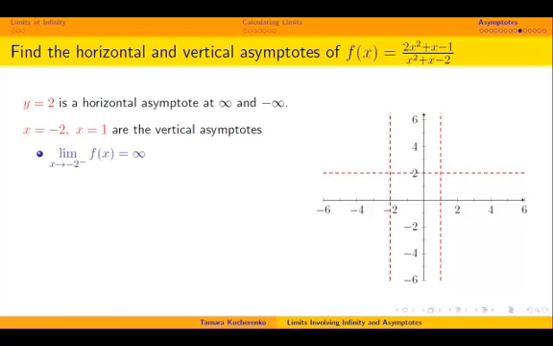We computed the left-hand limit at negative 2 to be positive infinity. Thus, when x approaches negative 2 from the left, f increases to positive infinity. So the graph has to look like this. It approaches the horizontal asymptote at negative infinity and increases to positive infinity along the vertical line x equals negative 2 from the left.